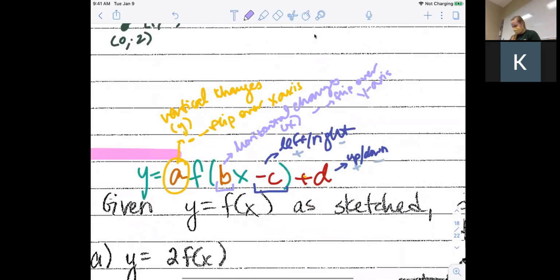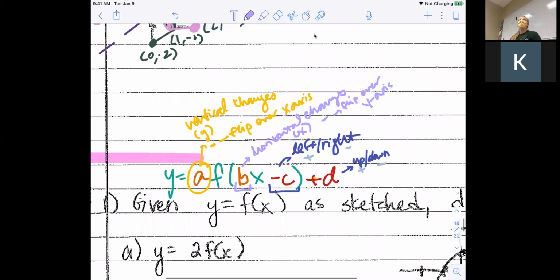Good. Okay. The b is a little bit more uncommon. We're not going to deal with that much, especially at this level of math. It's just not that deep. I would much rather you have an understanding of the a and the c and the d. If those are good, then you're going to be fine.